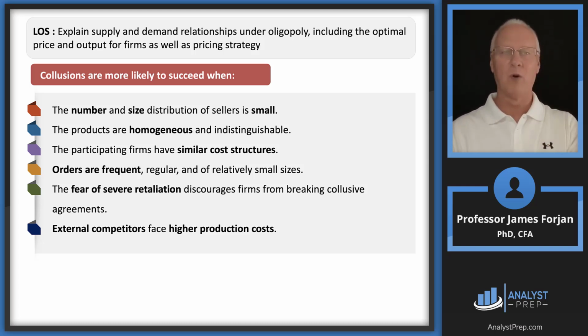Well, is this going to work? Sometimes it works. The number has to be, there can only be 4. Still has to be the snow cone, right? Homogeneous, similar cost structures. Yeah, orders are frequent, regular, and relatively small sizes. Fear of severe retaliation. Yeah, breaking the collusive agreement. But that second to last one, this is the big problem. The big problem is that, sooner or later, if we're charging $1.75, and we all notice that people are buying fewer snow cones, we're going to say, you know what, that Bob over there, I don't trust that Bob over there.